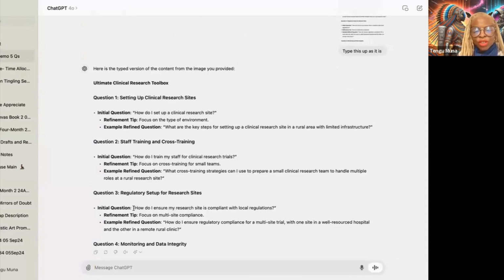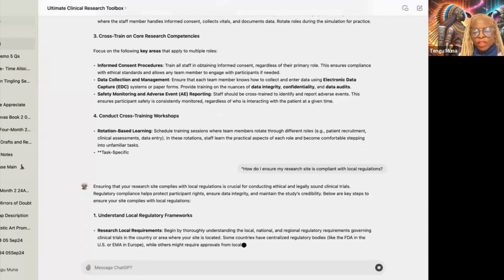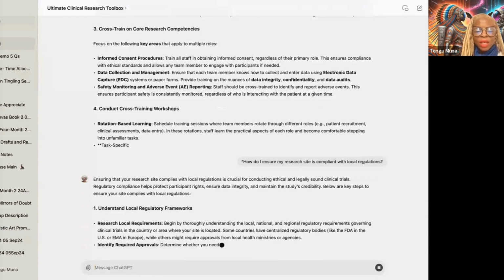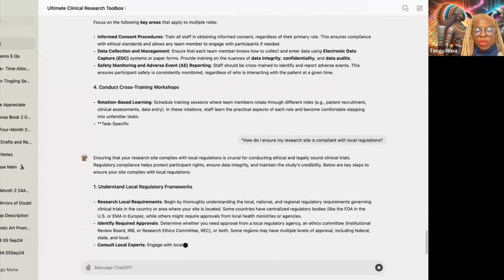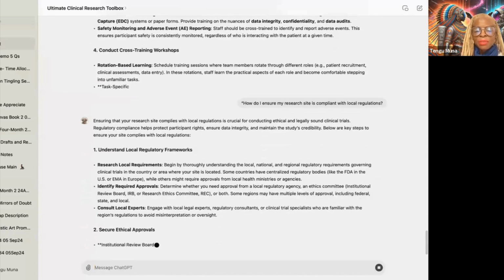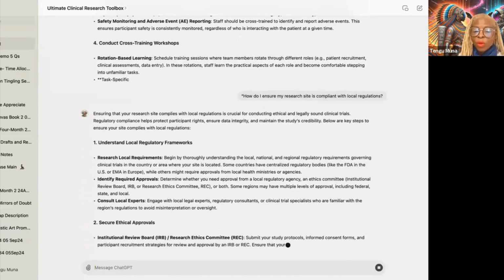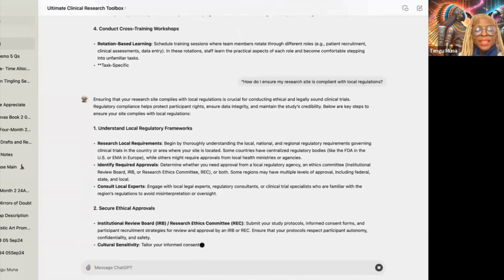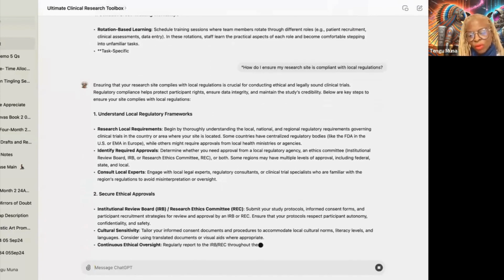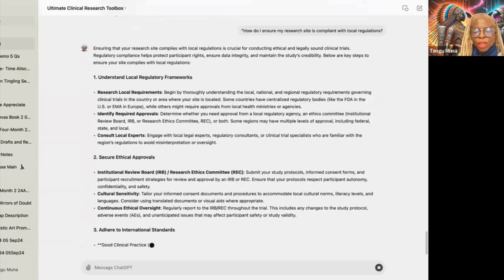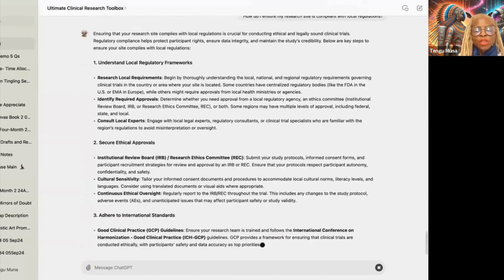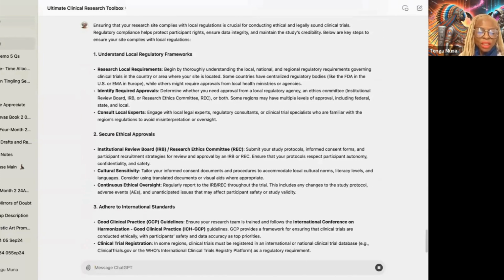Regulatory setup for research sites. How do I ensure my research site is compliant with local regulations? You have to understand local regulatory frameworks. And of course, research local requirements, identify required approvals, consult local experts, secure ethical approvals. That's also important. And then, of course, you have to adhere to international standards for conducting clinical trials. And it gives you the steps.